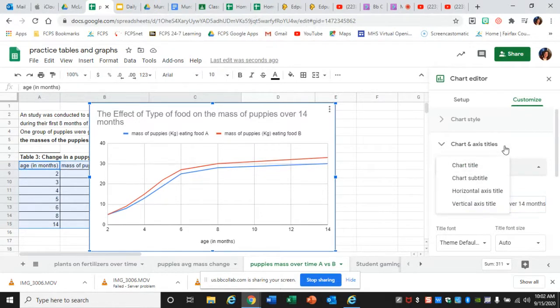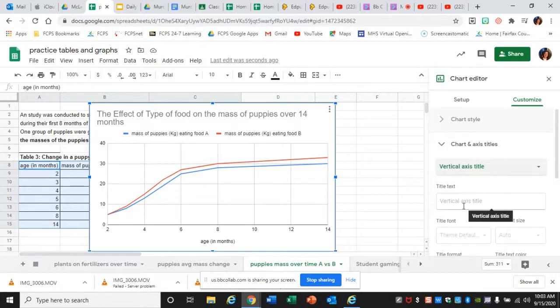All right. Now that my chart title is done, let's check the other ones. The horizontal axis already says age in months. That's fine. We're going to leave that alone because that's a very good axis title. So the horizontal axis title is done. The vertical one, though, is not there, so we need to add one. The vertical axis is where the DV, or dependent variable, goes. So what was our dependent variable again?